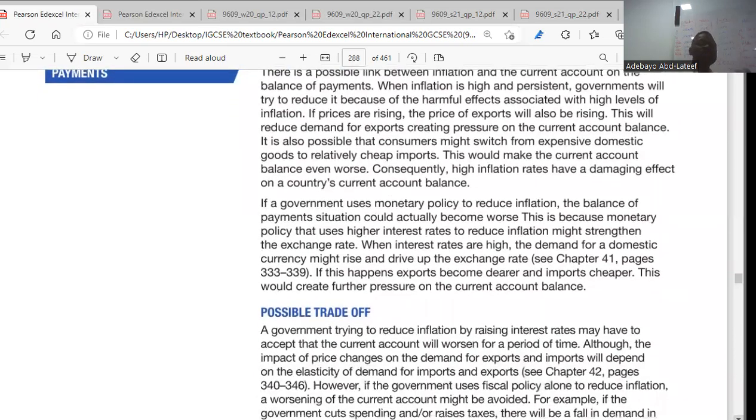So if a government uses monetary policy to reduce inflation, the balance of payments situation could actually become worse. This is because monetary policy that uses higher interest rates to reduce inflation might strengthen the exchange rate. So if government uses monetary policy, interest rates will automatically increase the exchange rate. And if the exchange rate increases, prices of exports will rise. It will not improve; it will only make it worse. Do you see? So if these things happen, it becomes government failure. Do you get the point I'm making here?